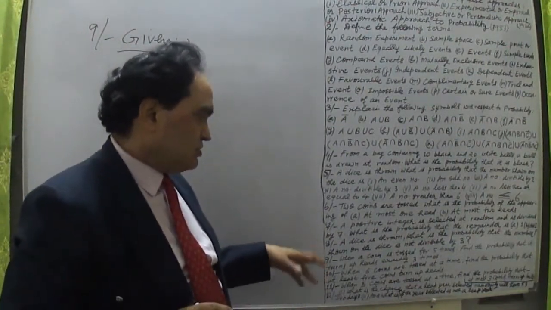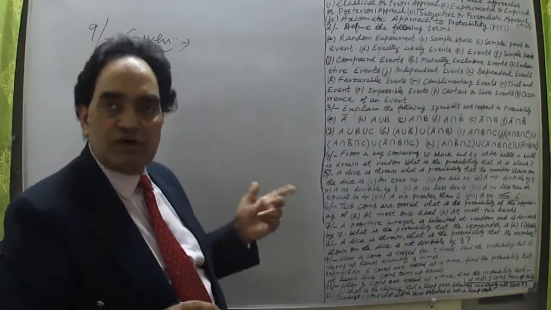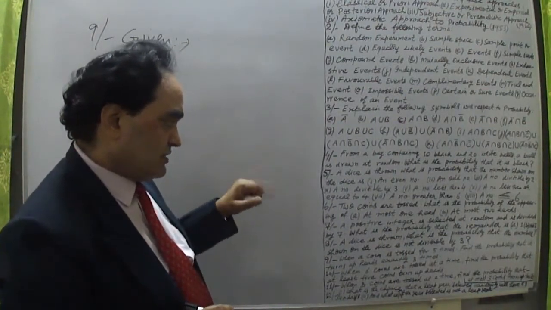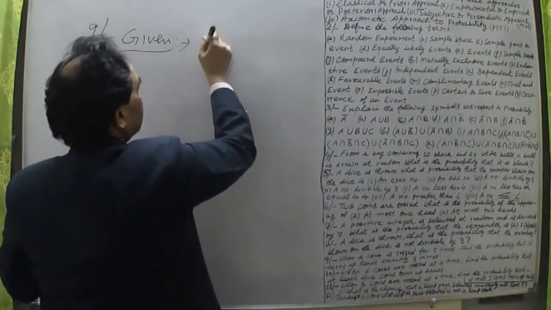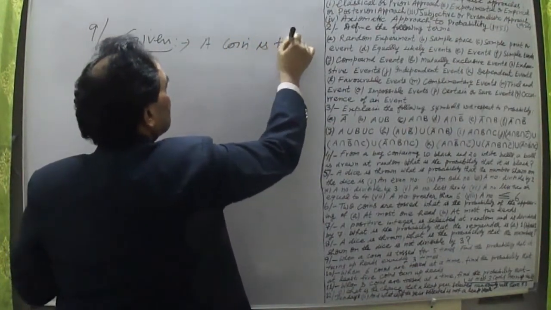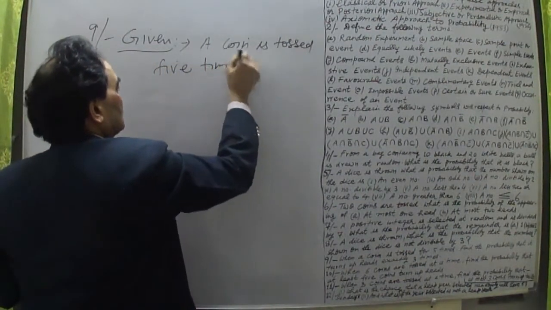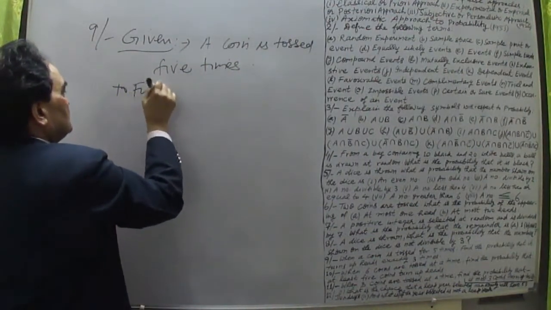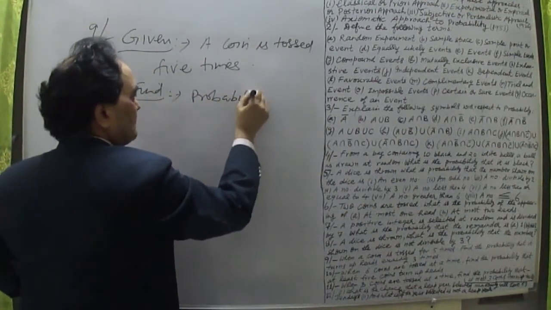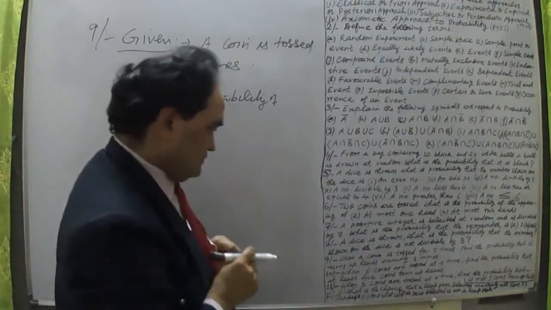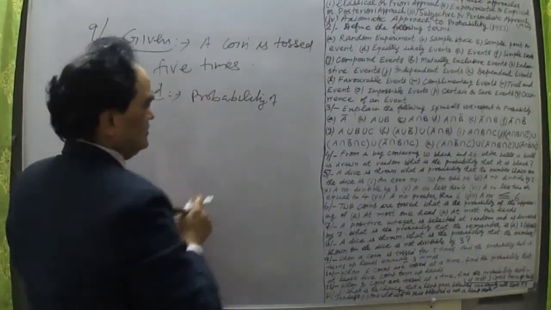Question 9 says: when a coin is tossed 5 times, find the probability that it turns up heads exactly 3 times. That is the point here. What is given? A coin is tossed 5 times, or for 5 times we can say. You have to find the probability that it turns up heads exactly 3 times.